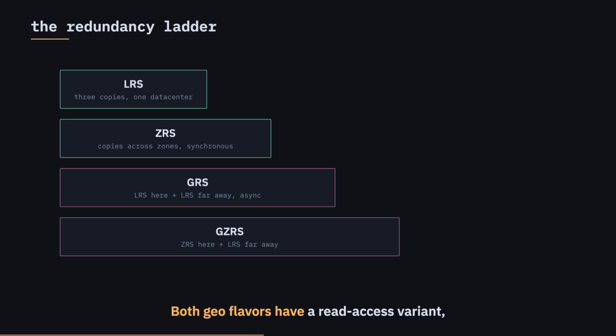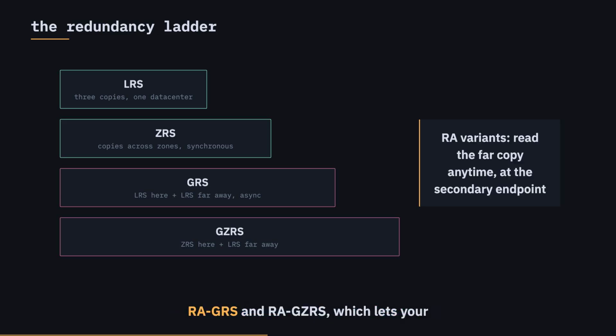Both geo flavors have a read access variant, RA-GRS and RA-GZRS, which lets your applications read from the secondary region at any time at a separate endpoint with -secondary in the name. The latter is really 3 questions. Does a rack failure hurt you? LRS handles that. A zone failure? ZRS. A regional disaster? You need geo. And do you want to read from the far copy without waiting for a disaster to be declared? That is the RA on the front.